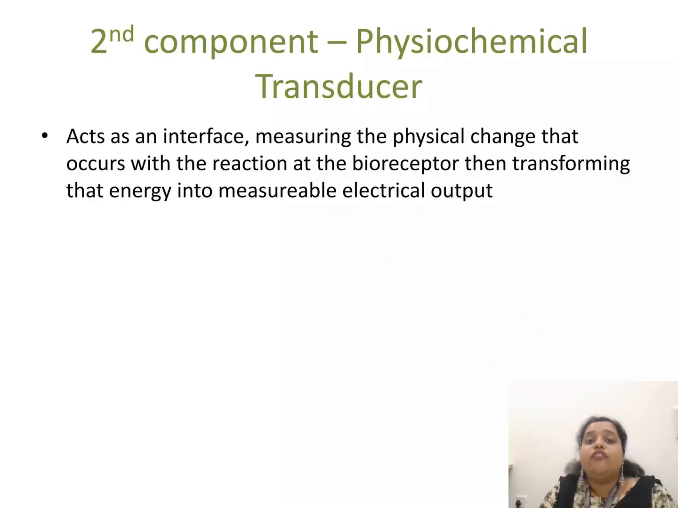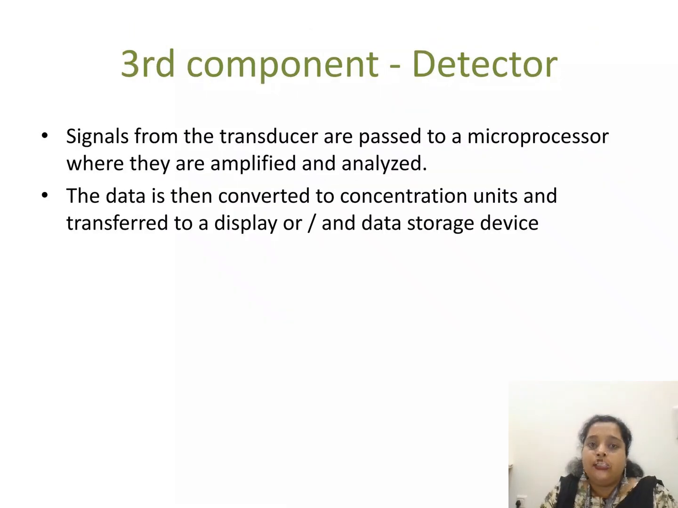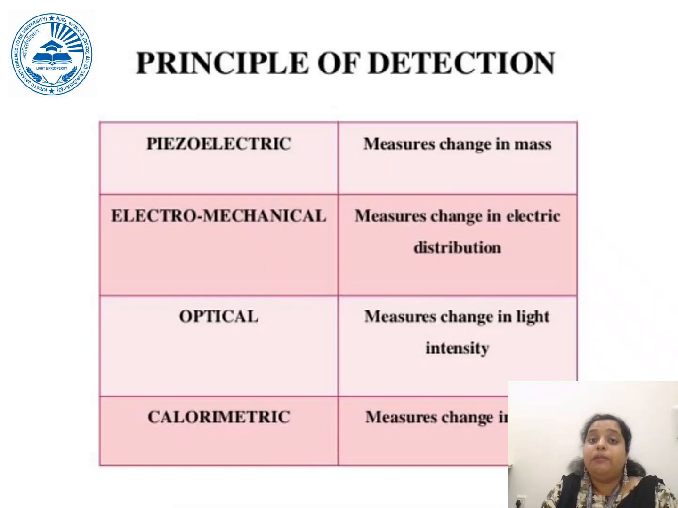The second component is your physicochemical transducer, which acts as an interface or connection where it measures the physical change that occurs after the reaction at the bioreceptor and then transforms it to an electrical signal. The third and most important component is your detector. The signal given from the transducer is passed to the microprocessor where it gets amplified, analyzed, and then the data is collected, converted into particular concentration units, and then displayed on the device, which can also be stored for later purposes.